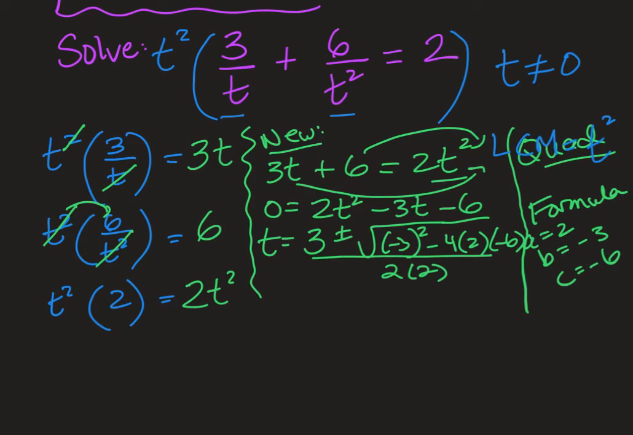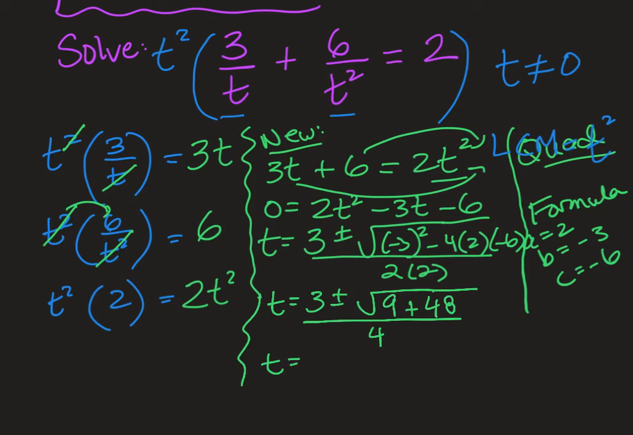Okay, so let's keep going here. Now it's really a matter of just simplifying. So we get t equals 3 plus or minus. Underneath our radical, we end up with a 9. Over here, I always do the sign first. I have a negative and a negative, so I know it's going to be a positive under there. And then I just do the 4 times the 2 times the 6, so I end up getting a 48, all over 4.